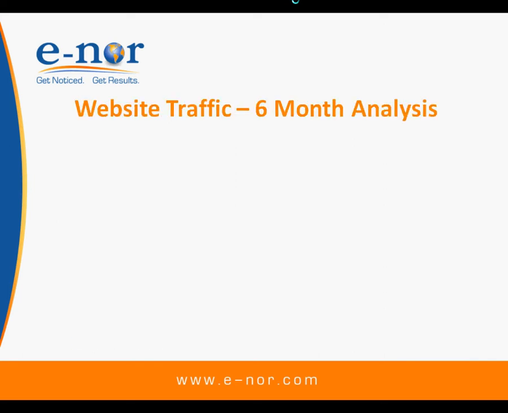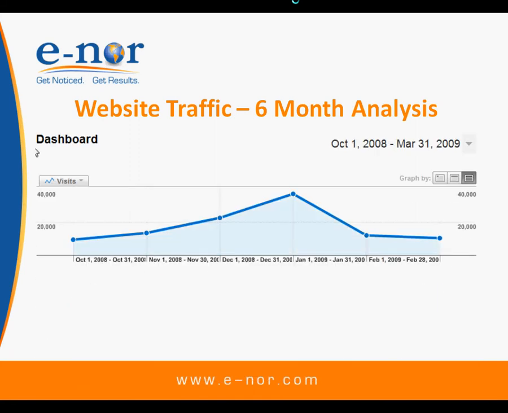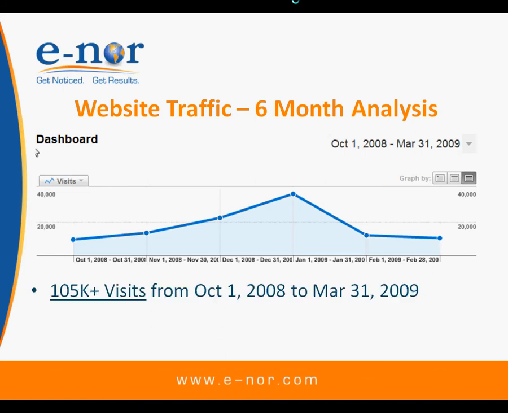Looking at traffic, we'll be looking at some sample reports and doing a 6-month analysis, with a date range from October 08 through the end of March 09. You'll see there's this very nice spike in traffic, from about 10,000 visits a month. We went up to about 40,000 during the peak of that spike.